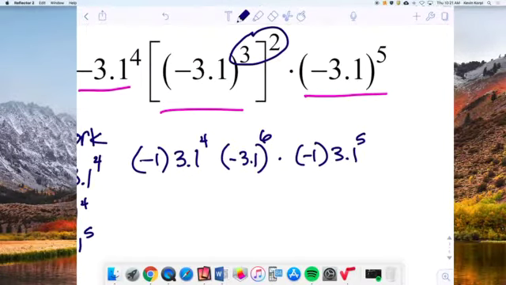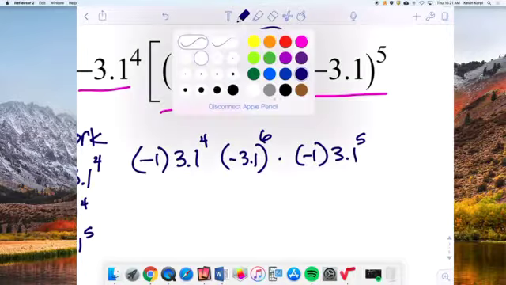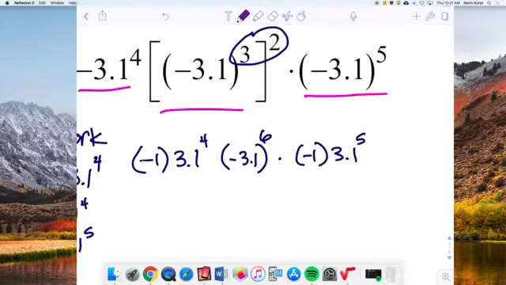All right? So that's all I did on the first line. Now I'm going to go ahead and see what I can combine on the next line. First of all, since this is just one term, we can combine all these factors in any order we want. -1 times -1 is what? +1. So I can get rid of those negatives. And now I have 3.1 to the 4th times 3.1 to the 5th.